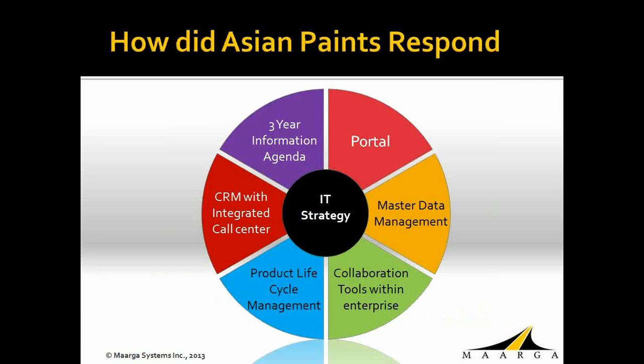So Asian Paints responded by creating a 3-year information agenda. They set up a portal. Their CRM was integrated with their call center. They brought in product lifecycle management, master data management, and last but not the least, they rolled out Connections to be used as a collaboration tool within their enterprise.